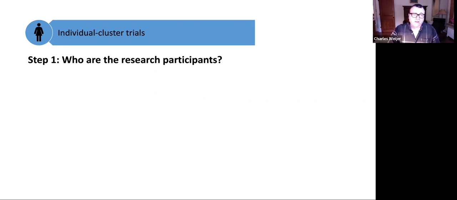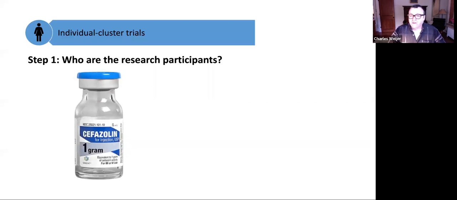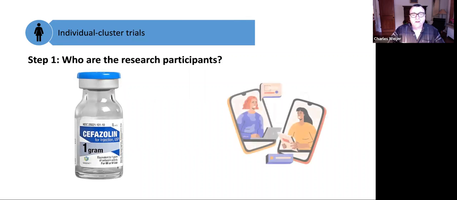So individual cluster trials are the most like patient randomized trials, and they're the most like them in terms of the ethics of this design. So in the PICS trial, patients are research participants because they're the recipient of the study intervention, and they're interacted with by researchers for the purposes of data collection.